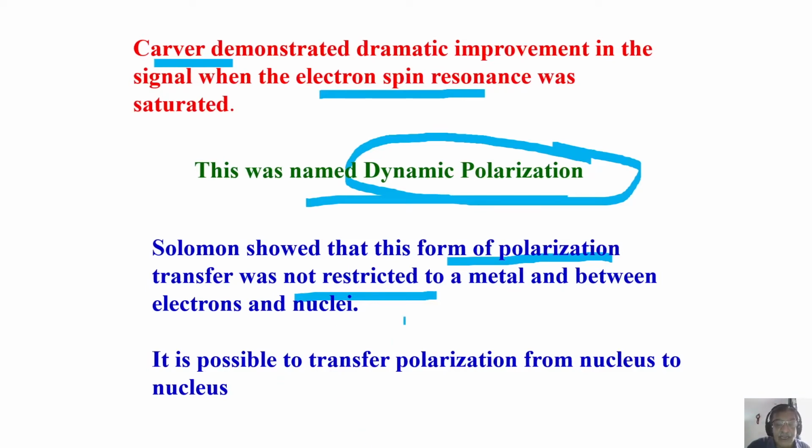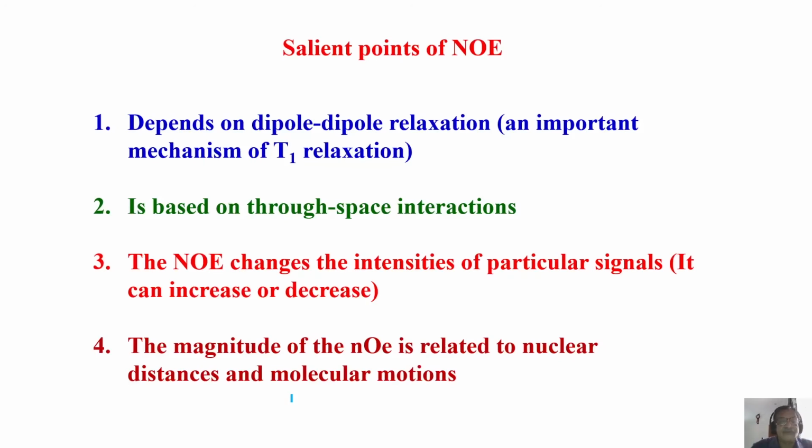But now it is possible to transfer nuclear polarization from one nuclear spin to another nuclear spin by hitting one nuclear spin. So not necessarily electron to nucleus, nucleus to nucleus is also possible. And this type of nuclear polarization is called the nuclear Overhauser effect, which was demonstrated by Overhauser. This can happen between two nuclear spins also.